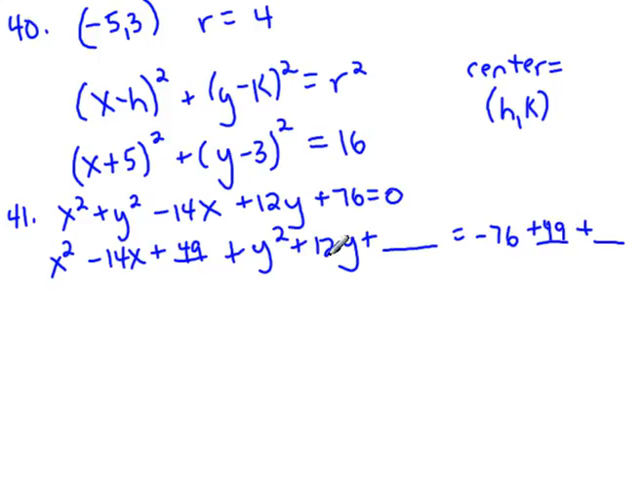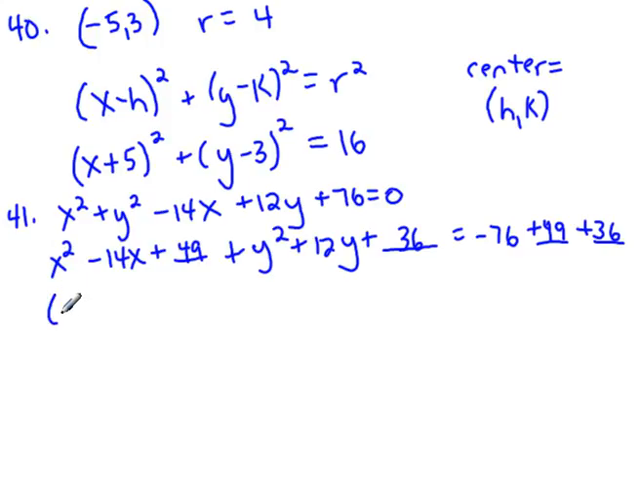Now I complete the square on this term. I take half of 12. Half of 12 is 6. Square that. 6 squared is 36. And of course I add 36 over here too. Again, I took half of 12. That was 6. Squared it. That's 36. So now I want to write each of these in factored form.